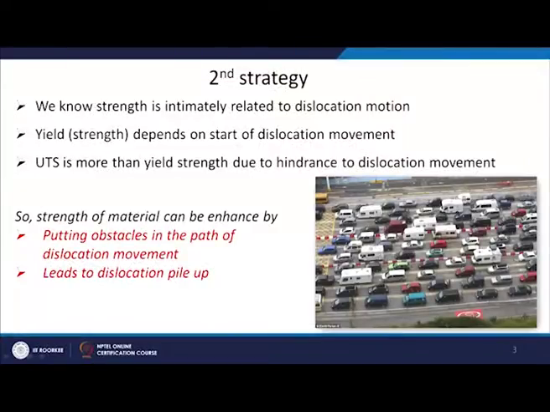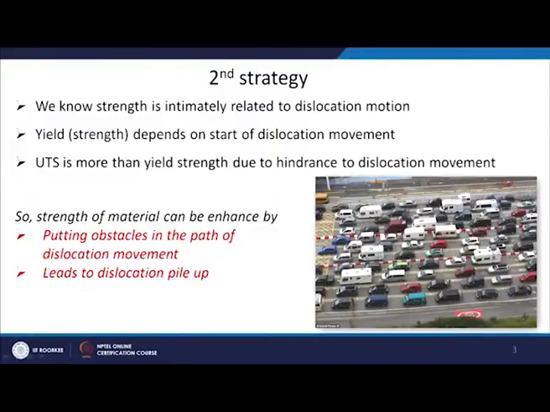So, the idea for increasing the strength of a material, or the strengthening mechanism, is to put obstacles in the path of dislocation movement. You put some barriers basically, and that is what you can see here: all these cars have piled up because there is a barrier here, and they are getting piled up.